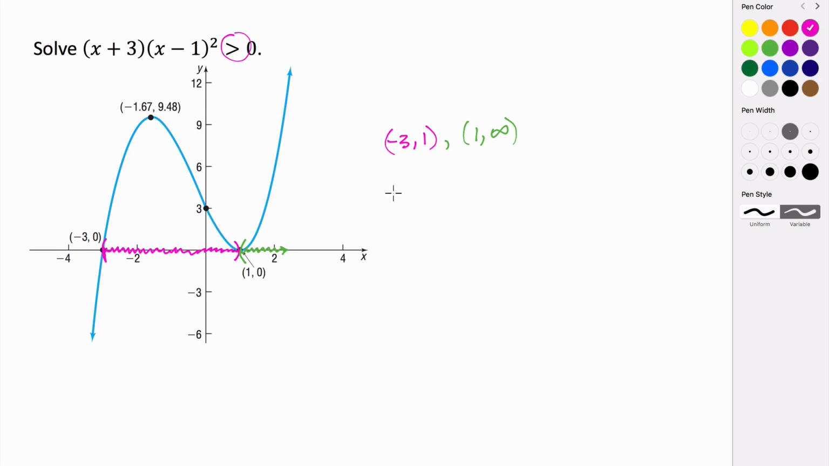If you were writing the solution set in set notation, it would be the set of x such that x is in between -3 and 1, so -3 is less than x is less than 1, or x is greater than 1. All values of x greater than 1. So that's the solution for this polynomial inequality.